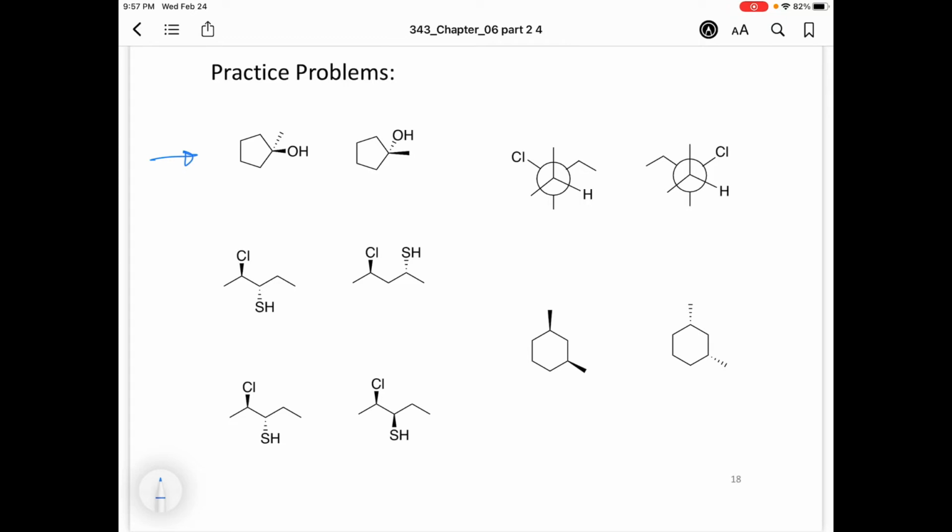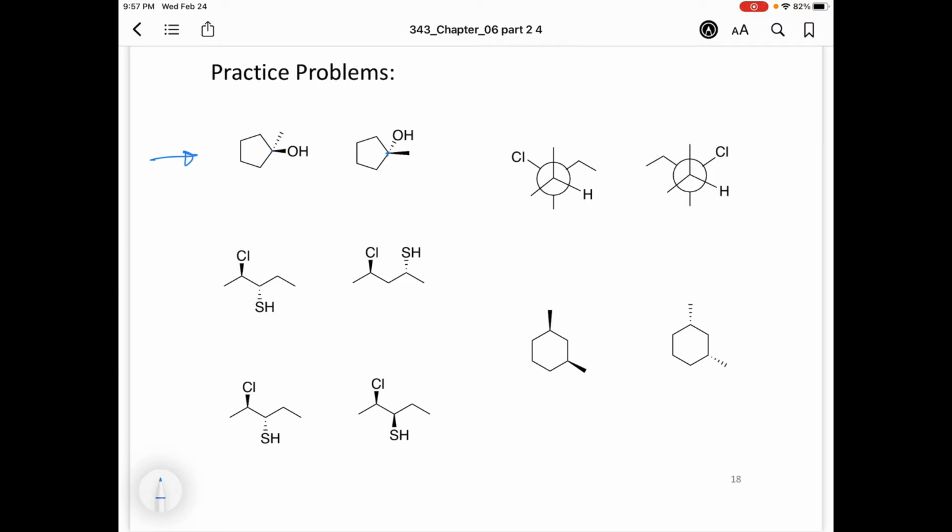Does it have the same molecular formula? Yes, it has an OH group, a methyl, and a cyclopentane ring. Bingo, we're good to go. Does it have the same connectivity? Why, yes, it does. We have this carbon here, and there's the methyl, the OH group, and the cyclopentane ring.